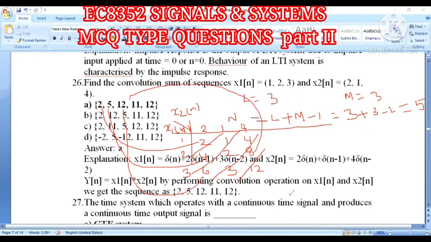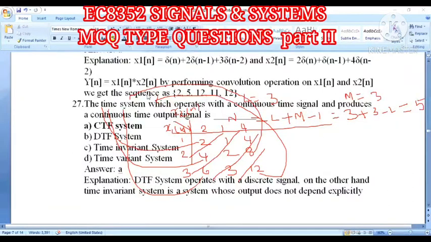So I will get this answer. Next, the last one is 12. So I will get this answer, so it satisfies. Option A is the correct one. For any convolution sum that is given, you just apply this linear tabulation method. It's easiest for you. Next, we move on to the next question.